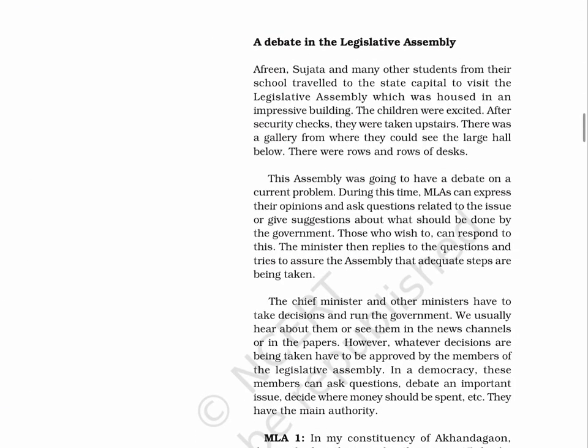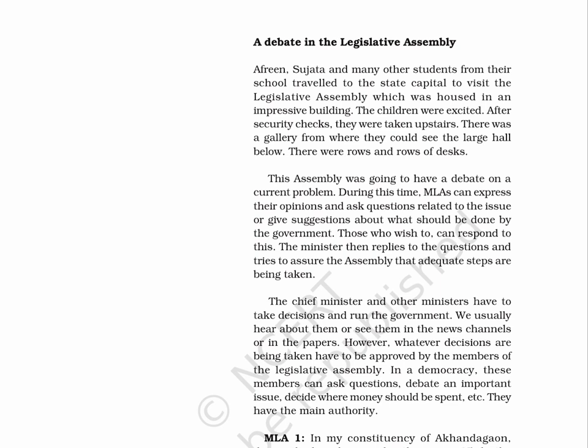Page number 34. A debate in the Legislative Assembly. Afreen, Sujata, and many other students from their school travelled to the state capital to visit the Legislative Assembly, which was housed in an impressive building. The children were excited. After security checks, they were taken upstairs. There was a gallery from where they could see the large hall below. There were rows and rows of desks. This assembly was going to have a debate on a current problem.